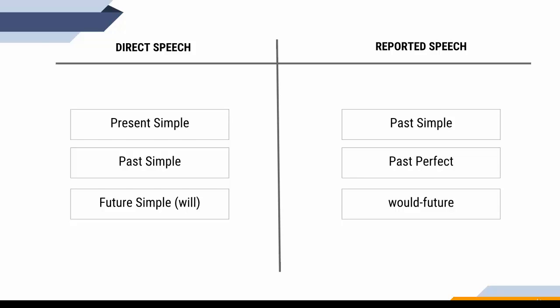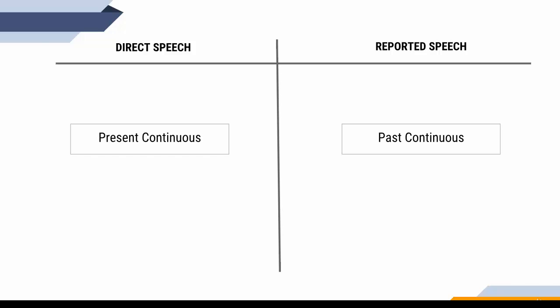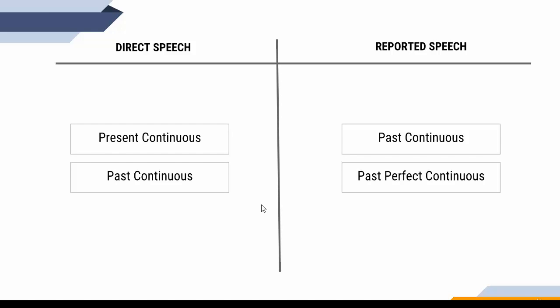Past simple is different. Past simple, one step back, well, this is past perfect. That's why the transformation here is like this. So present simple, past simple; past simple, past perfect; future simple, would. Good. The continuous tenses. Present continuous goes into past continuous, present perfect continuous goes into past perfect continuous.